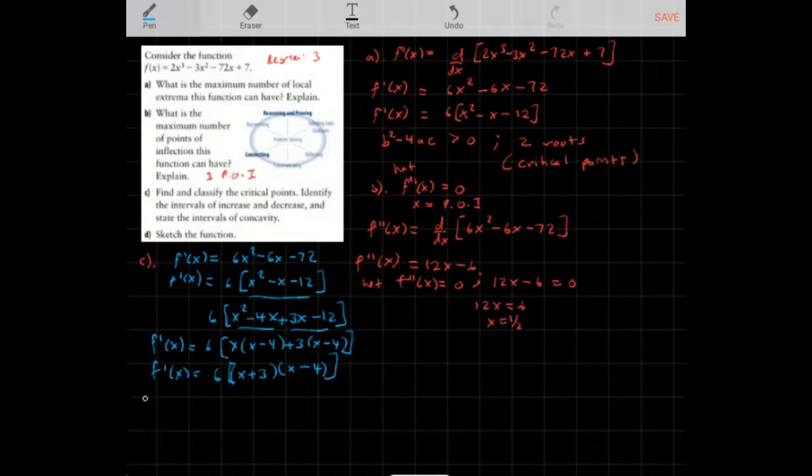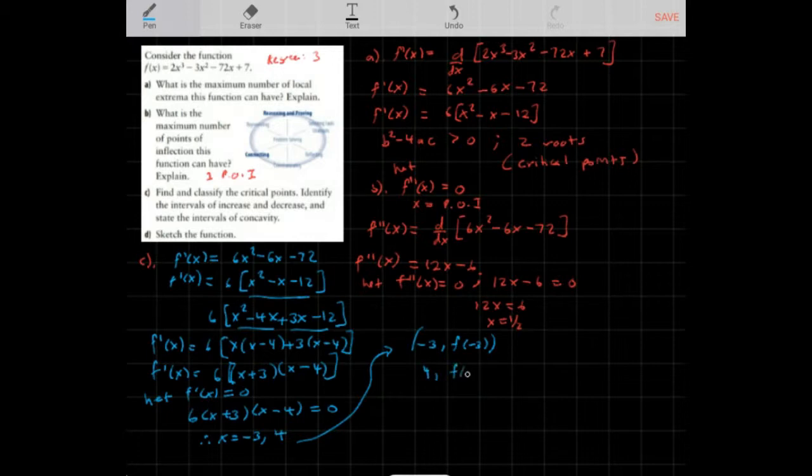If you want to find your critical points, I'm going to let the first derivative function equal 0. So you get 6 times x plus 3 times x minus 4 is equal to 0. So therefore x is equal to -3 and 4. Now these are our critical numbers of x. To find our critical points, you need to find the equivalent y value. So our points are going to be -3 and f of -3, as well as 4 and f of 4, right?